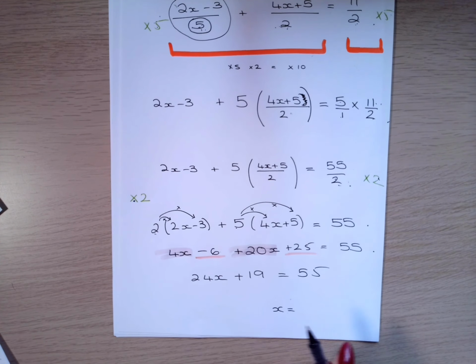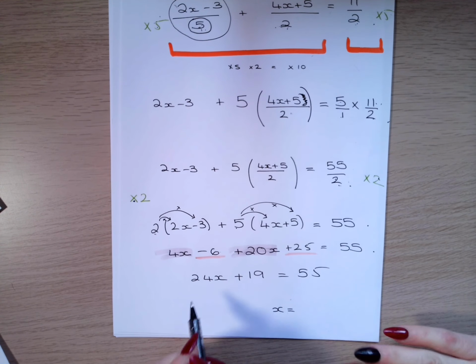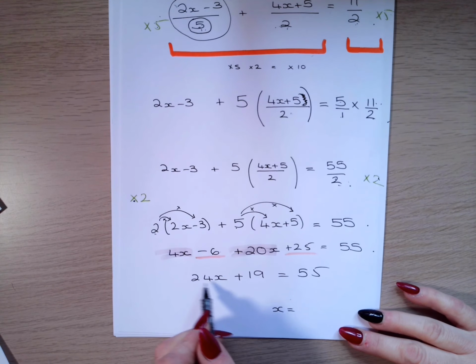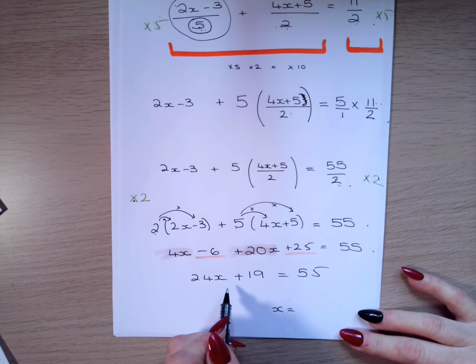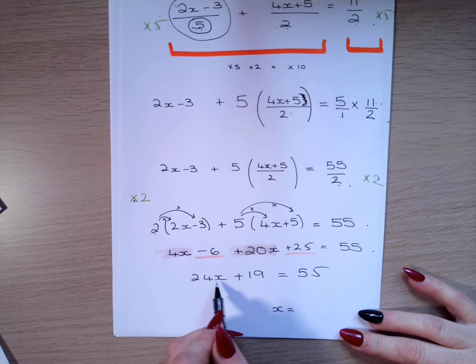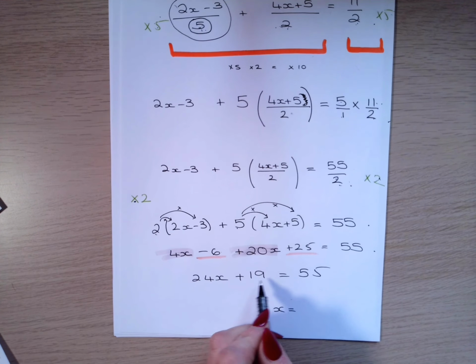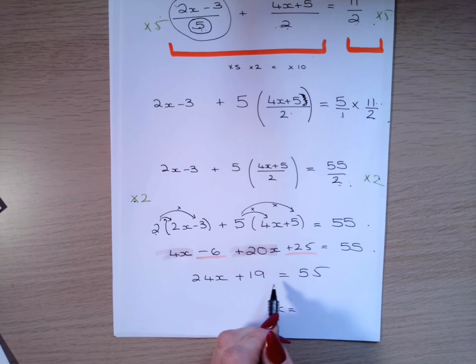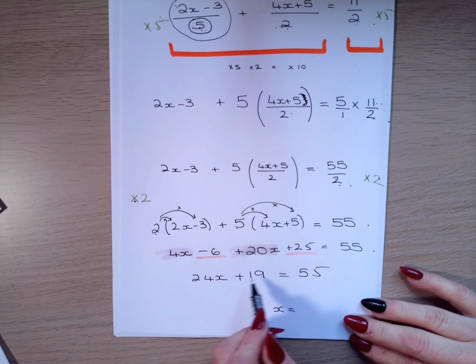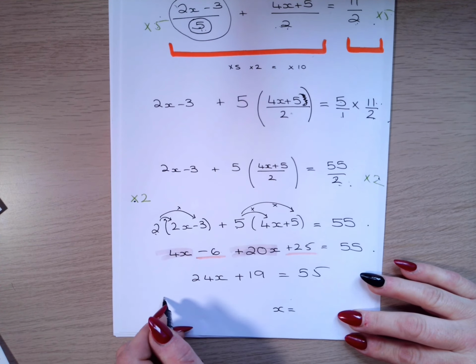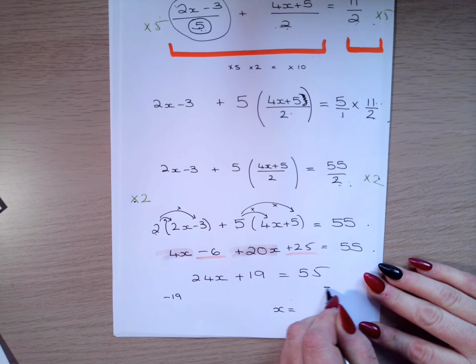If you've watched any of my videos, you might have heard me talk about the dating game. So to get x on its own, it needs all its hangers on to go away. It needs to be left on its own so it can have the line to itself. Because the 24 and the x are attached to each other, they've got a bit of a thing going, right? Don't separate them until the end. If there's a bit of a hanger on there that isn't attached to that x, it's just adding or subtracting, remove that one first. So how do we cancel out a plus 19? We take away 19.